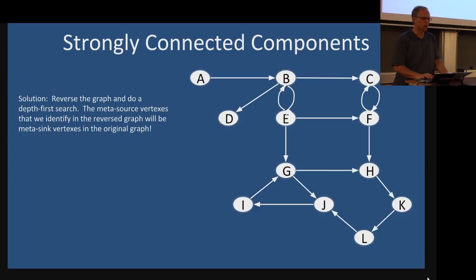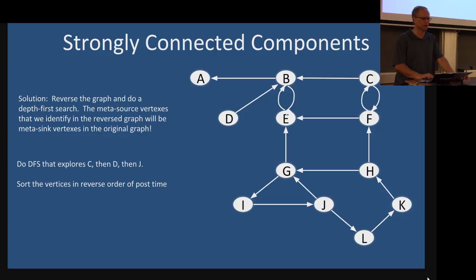So what we're going to do now is reverse the graph and do a depth first search. Okay? So I want to find the strongly connected components of that graph. I'm going to reverse it and do a depth first search. So we'll start at C and then D and then J, just because we've got to do something. And as we get post times, we're going to sort them in reverse order. So 1, that gets to 2, 3, 4. Okay, now we've got to restart at D.